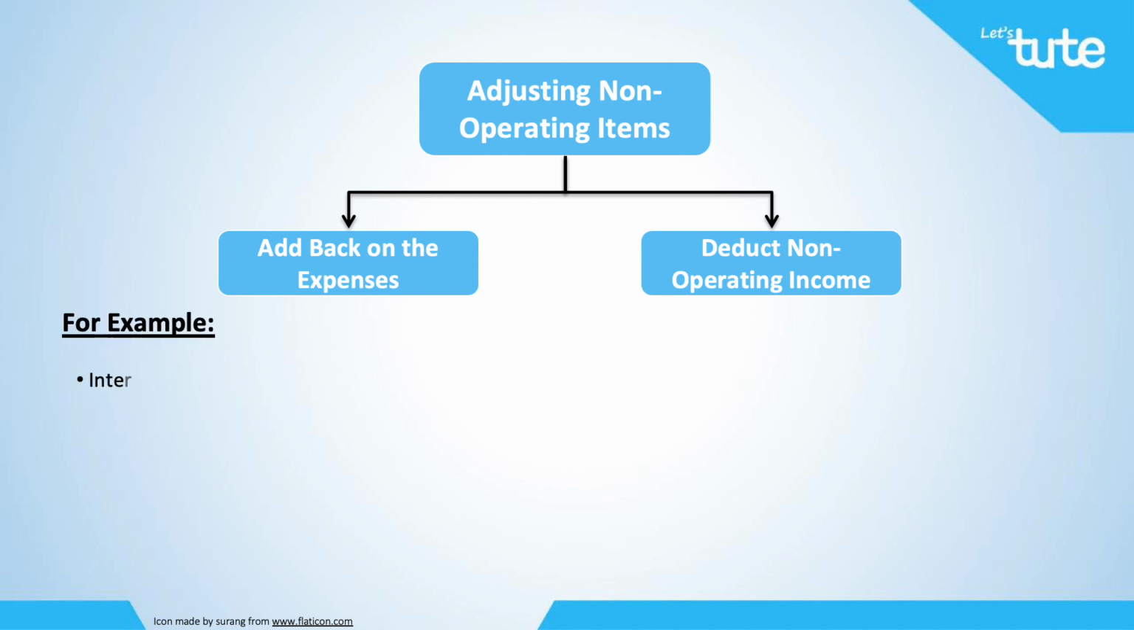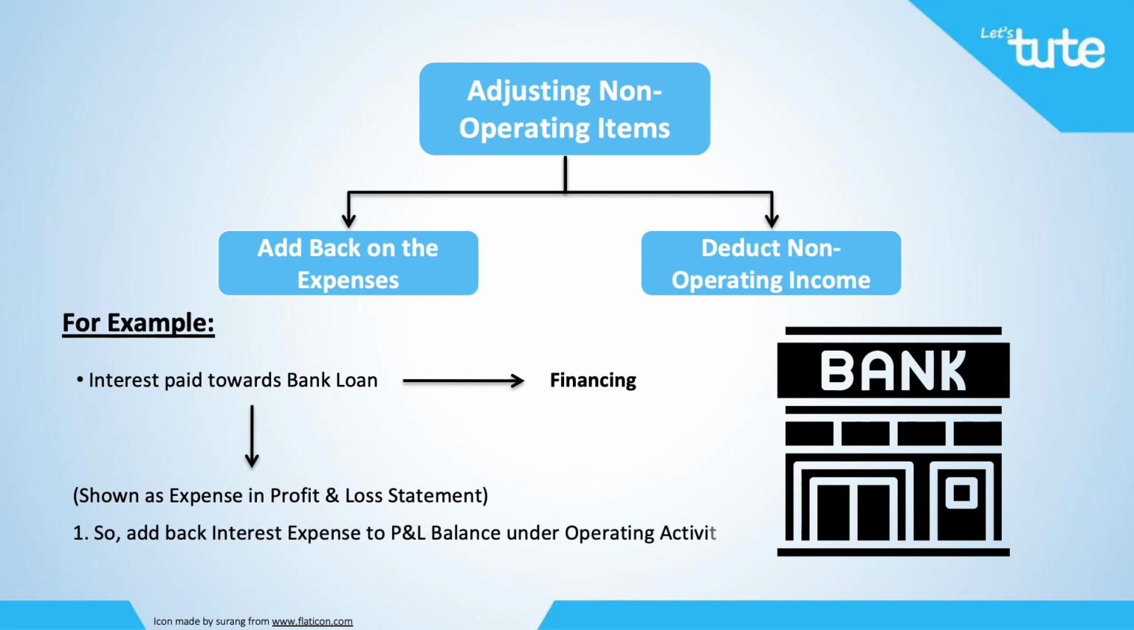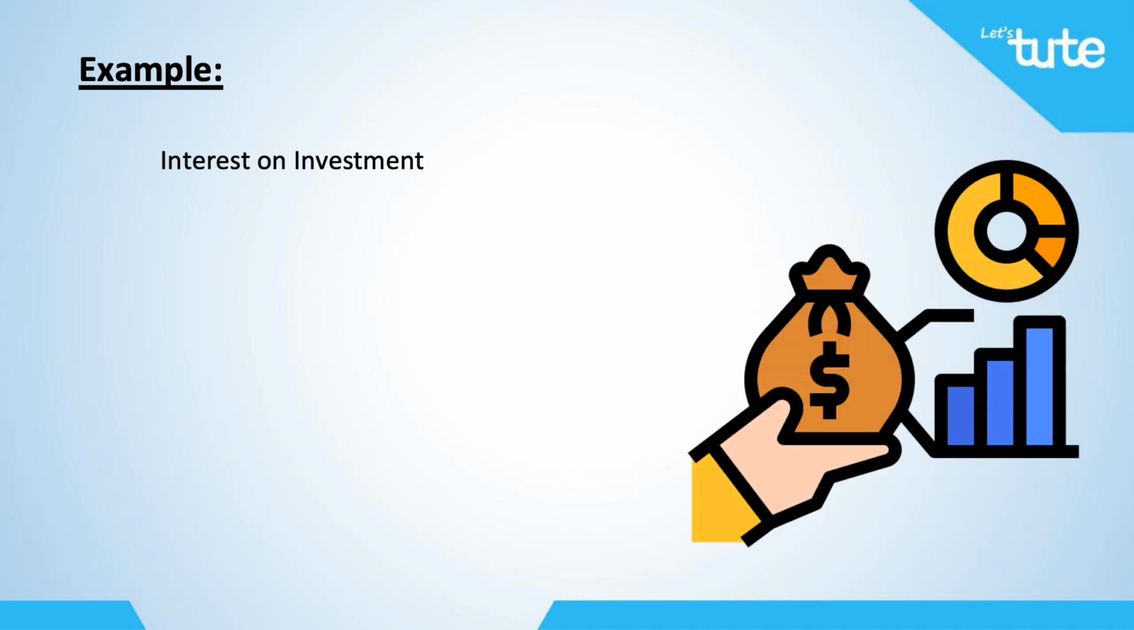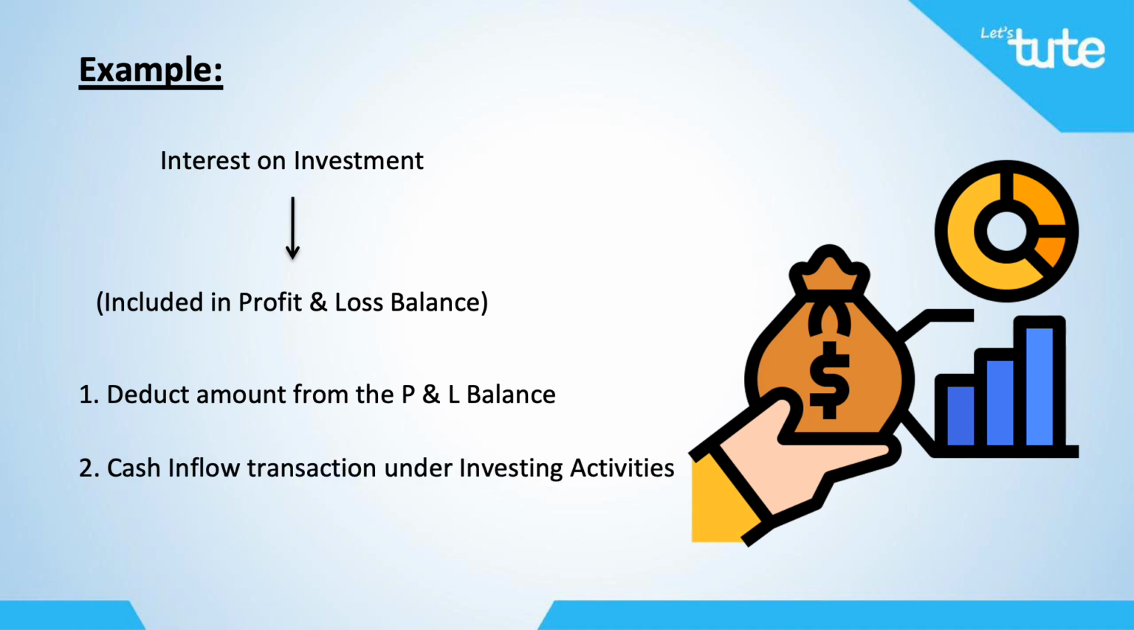For example, interest paid towards a bank loan is a financing activity, but this would have been shown as an expense in the P&L statement. So we add back this interest expense to the P&L balance under operating activities, and a cash outflow for the same will still be shown under the financing activities heading. Another example can be taken of interest on investment. Now, this income would be included in the P&L balance, but since it is related to the investing activities, we will deduct this from the P&L balance and show it as a cash inflow transaction under the investing activities heading.